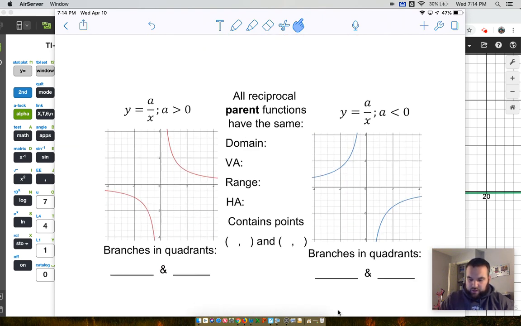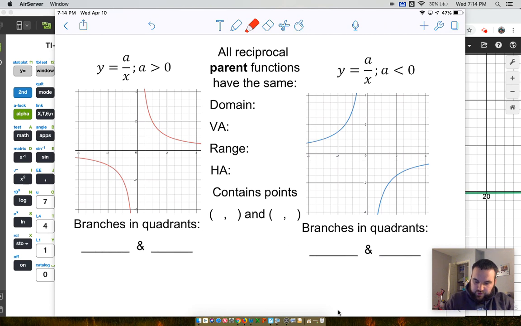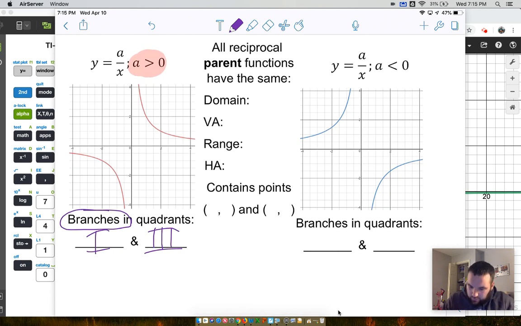Okay, so again, kind of looking here, this is what your graph is going to look like if your a value is greater than 0. So if the numerator is a positive number, then you're going to be in quadrants 1 and 3. These are called branches, by the way. Okay, so this is one branch and that's the other branch. We're not talking legislative and presidential. I don't think it's called presidential. Anyway, and if the a value is less than 0, we have branches in quadrants 2 and 4.